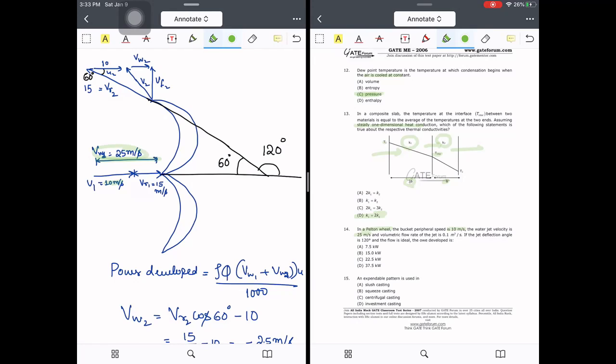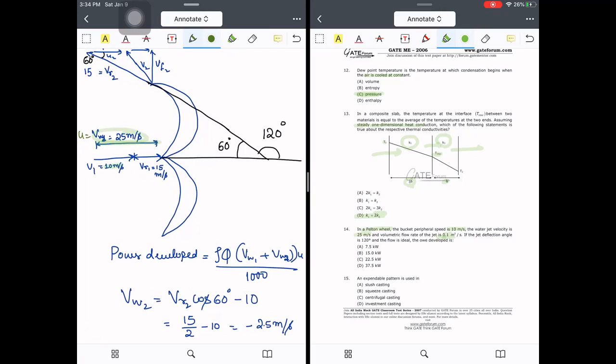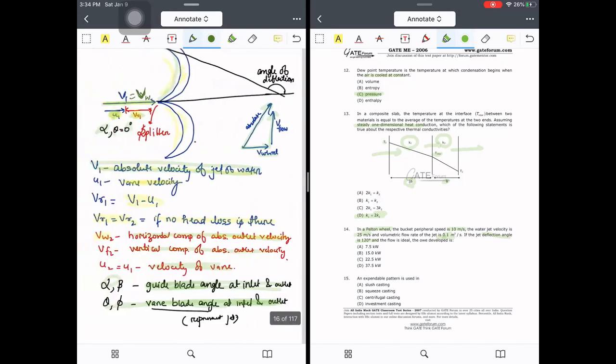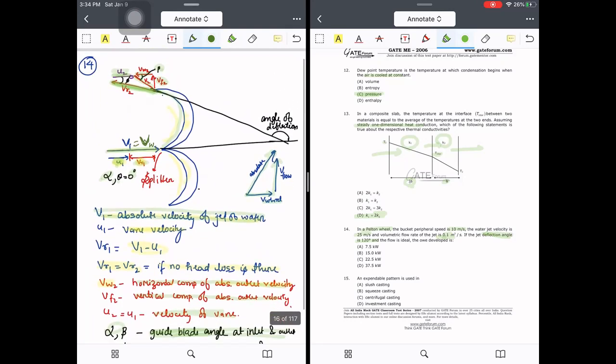U1, this is whirl. Okay. Whirl is the horizontal component of the absolute velocity of the jet. Here the whirl that I have mentioned as u in my explanation is u equal to v1. Why? Because it is striking horizontally, so u will be equal to whirl1. Now the volumetric flow rate of the water jet is 0.1 meter cube per second. Okay, so from here we will see what all things we can carry out.